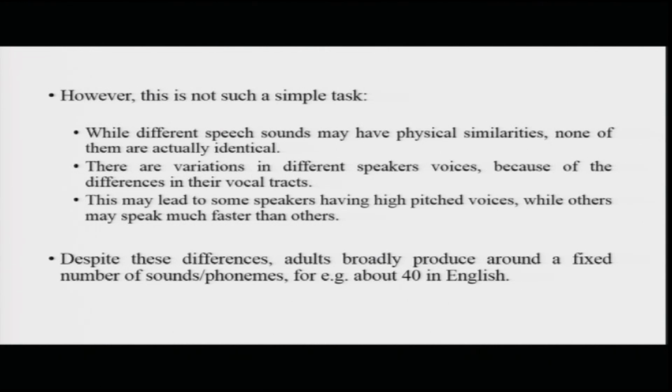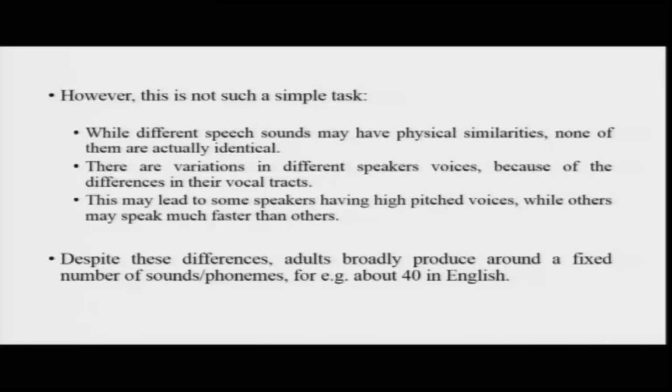variety of auditory input that the child is getting exposed to, and from that very confused jigsaw really figure out all the 30-40 sounds that the language will have. However, it has been documented that despite all of these differences, adults broadly produce around a fixed number of sounds in the given language. So English has around 40 phonemes, okay.